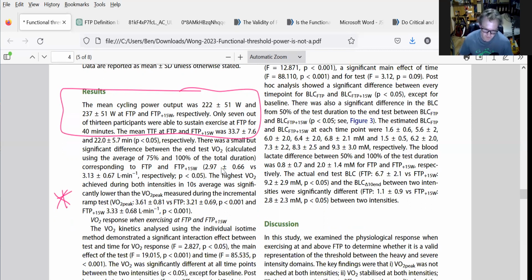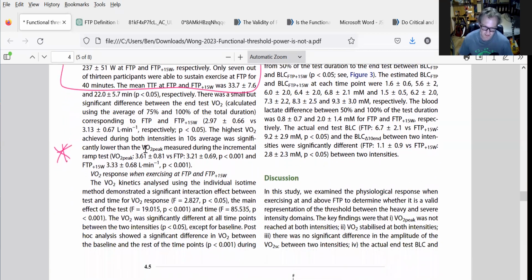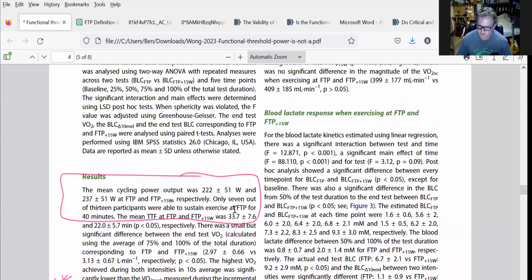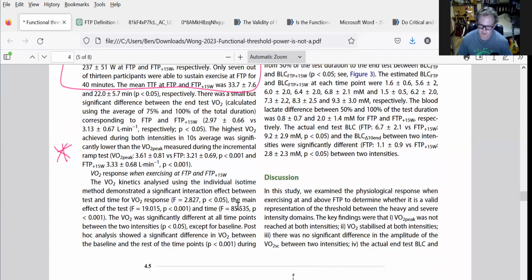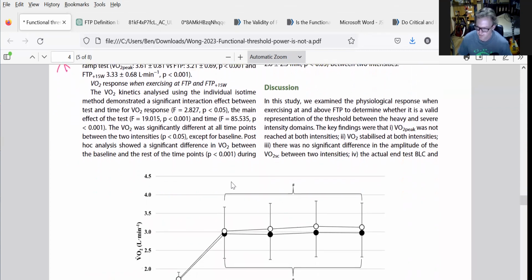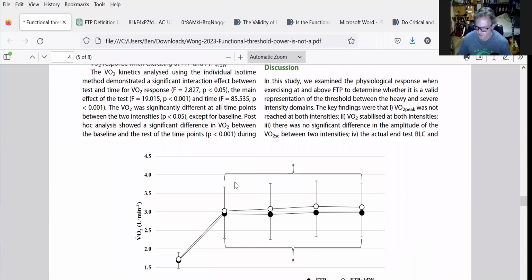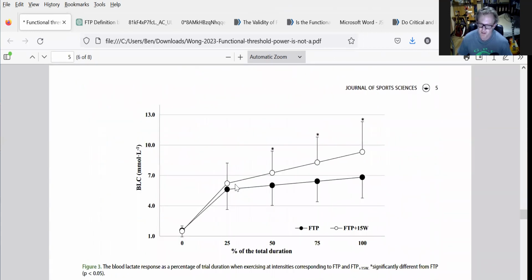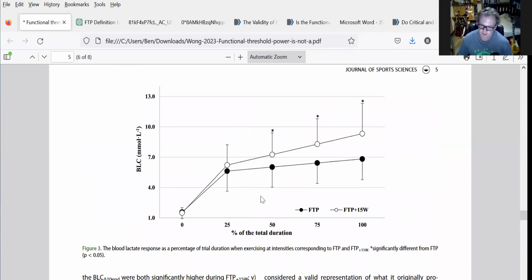Further into the results, the highest VO2 max achieved during both intensities was significantly lower than that recorded in the specific VO2 max test. So what they're saying here is that while doing the FTP test, they did not achieve VO2 max. So the first thing we can hit on the head right there: is the FTP test a predictor of VO2 max? No, it's not.